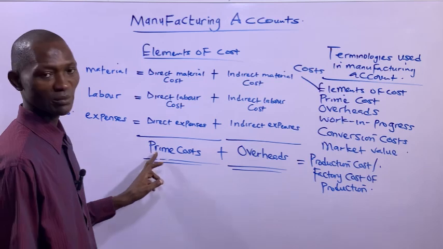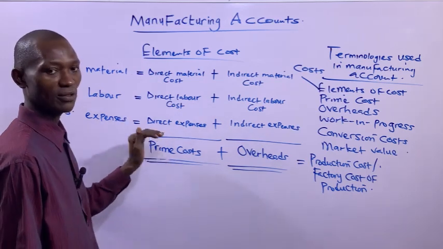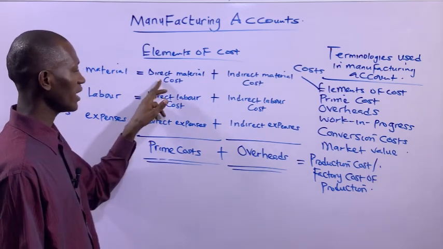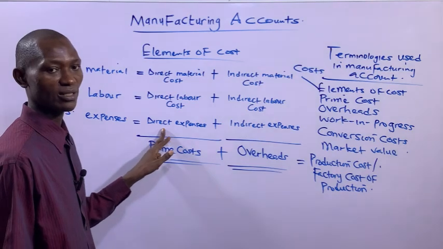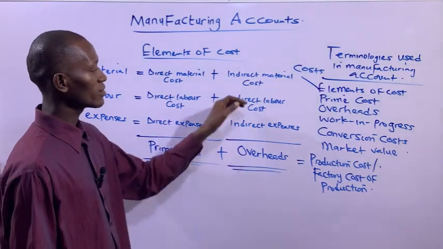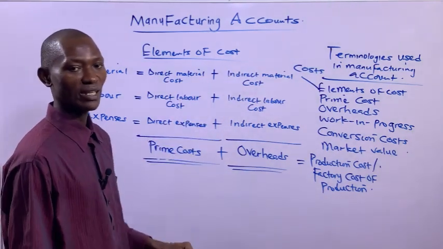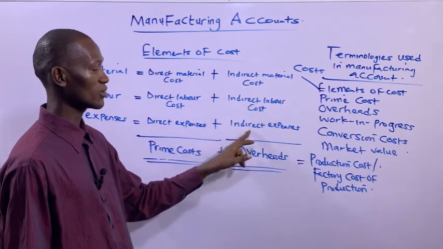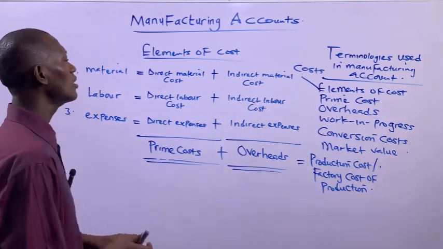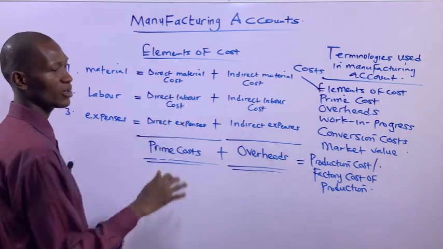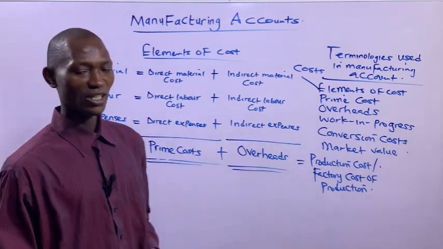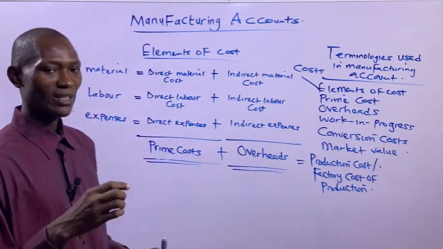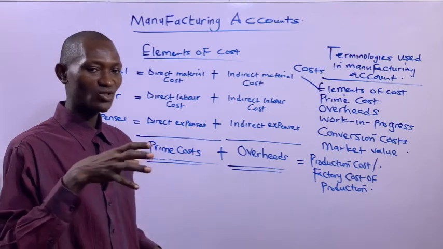And don't forget, we did say prime cost is the addition of all direct costs. That's direct material, direct labor, and direct expenses. Then overheads is the addition of all indirect costs. That's indirect material costs, indirect labor costs, and indirect expenses. So when we say direct material costs, don't forget, I did say that direct costs are those costs that are traceable.